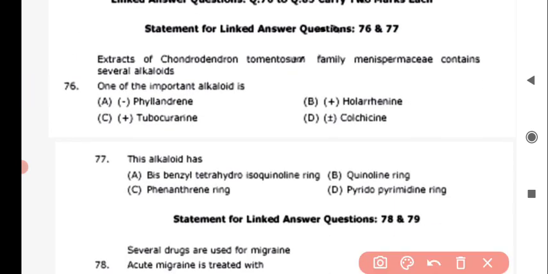The next statement is, extracts of Chondrodendron tomentosum, family Menispermaceae, contain several alkaloids. And the question is, one of the important alkaloids is, and the correct answer is option C, (+)-tubocurarine. And next question is, this alkaloid has, and the correct answer is option A, that is bisbenzyltetrahydroisoquinoline ring.